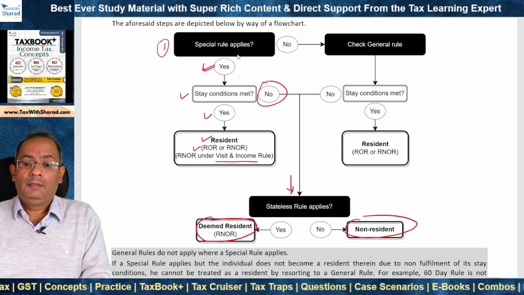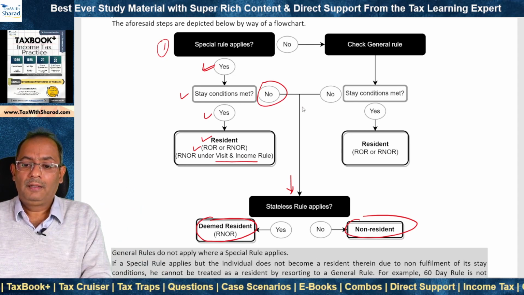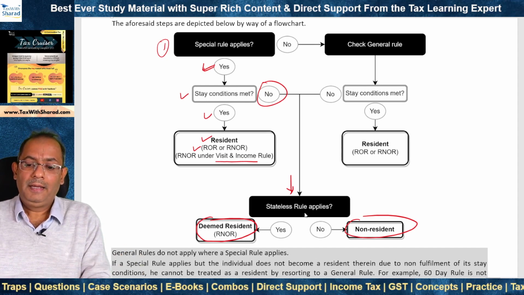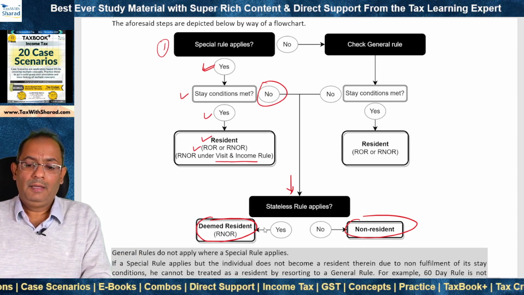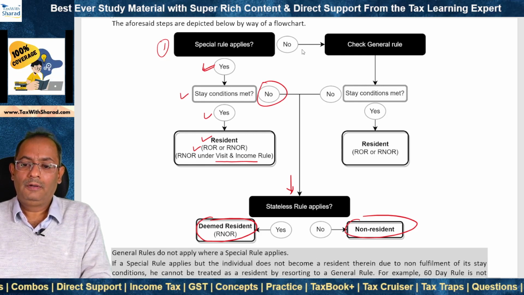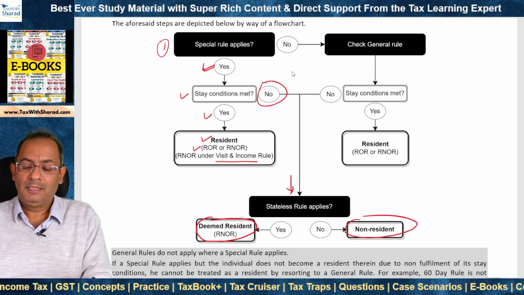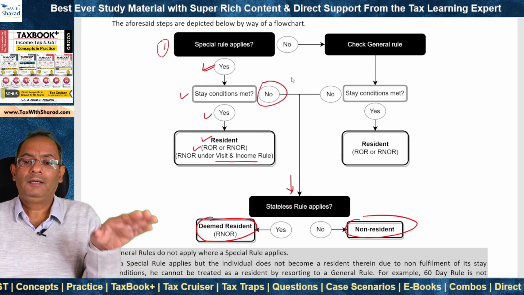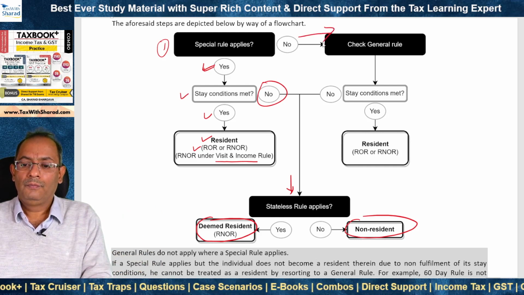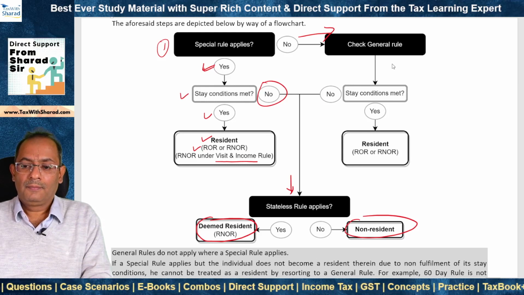If the person is falling in a special rule but the stay conditions are not met, then we need to move to the stateless rule. And then finally decide whether the person will be either a deemed resident, RNOR under a stateless rule, or a non-resident. If the person doesn't fall within the special rule in the first place, that means if he fails to satisfy the criteria of falling in a special rule, then we move and check whether the general rule applies, right?